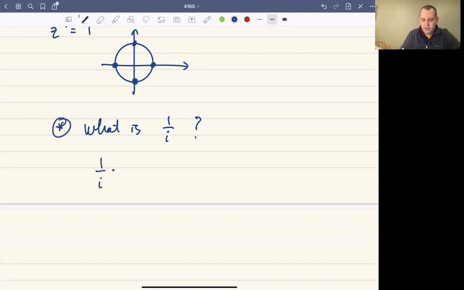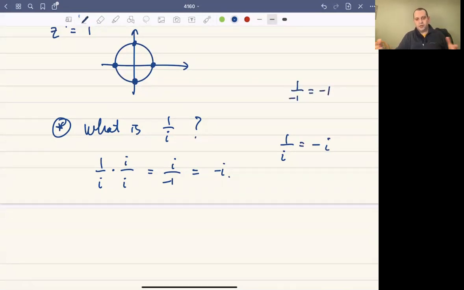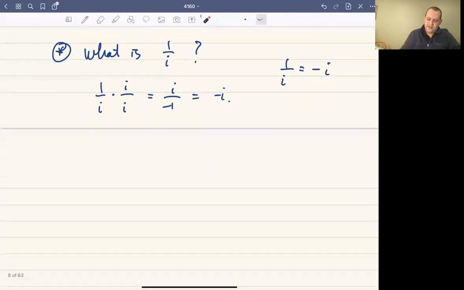You would multiply by the complex conjugate, which would be i over i. And this would be i over -1, or minus i. So it turns out, just a little quirk, that 1 over i is equal to minus i. This does not say anything deep. This is like saying that 1 over -1 is equal to -1. You know, it's a very similar thing. But this is a useful thing for us to keep in mind, that 1 over i is equal to minus i.